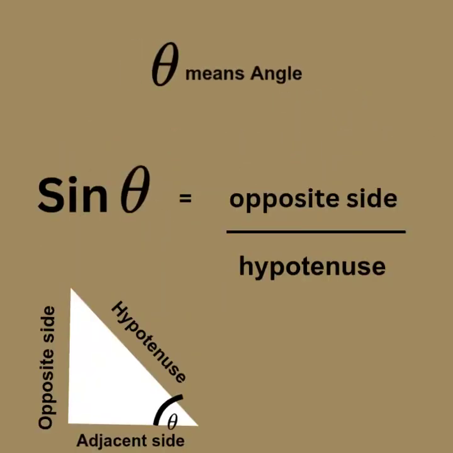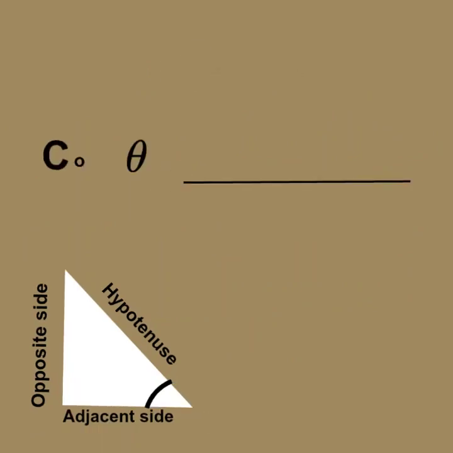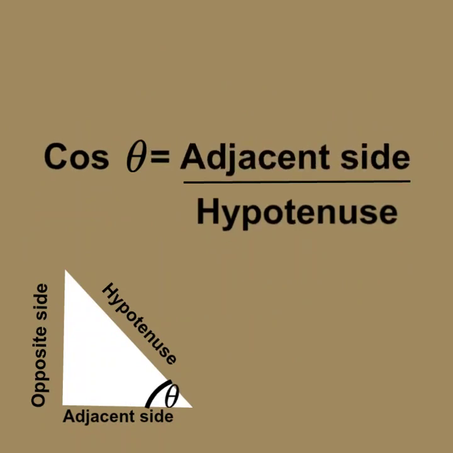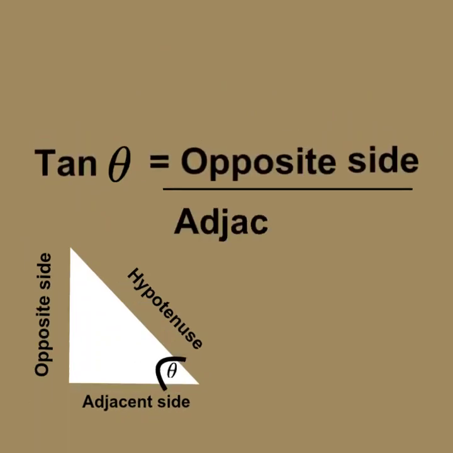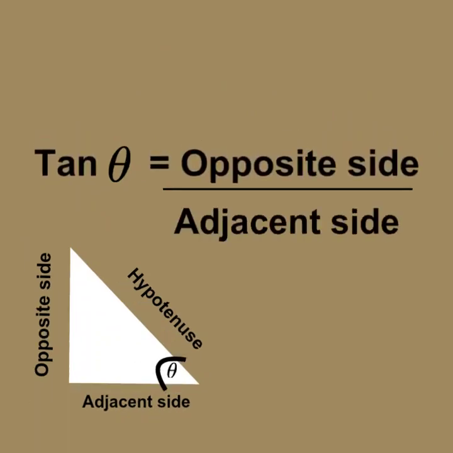Theta means angle. Sin theta helps find the height when the hypotenuse is known. The equation of sin theta is equal to opposite side by hypotenuse. Cos theta helps find the horizontal distance when the hypotenuse is known. So the equation of cos theta is equal to adjacent side by hypotenuse. Next one is tan theta. Tan theta helps find the height or distance when the other side is known. The equation of tan theta is equal to opposite side by adjacent side.